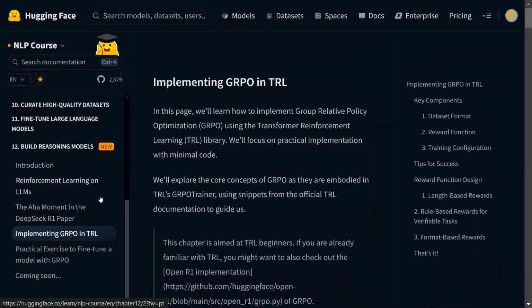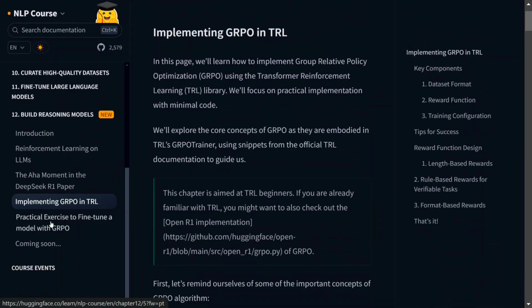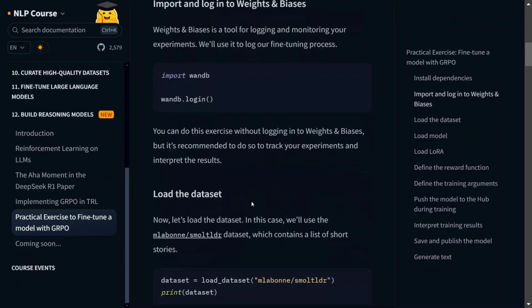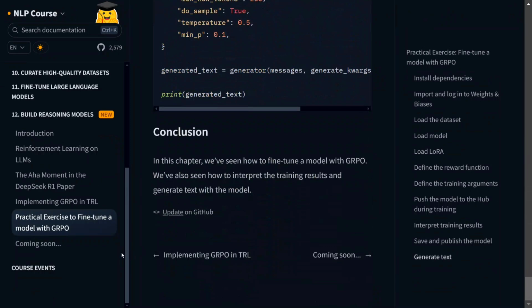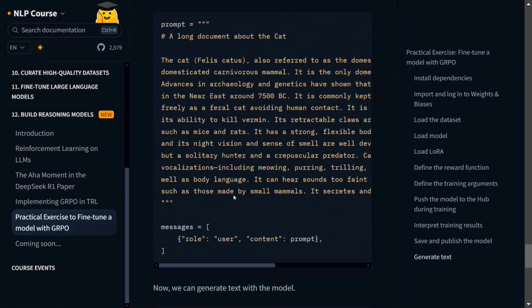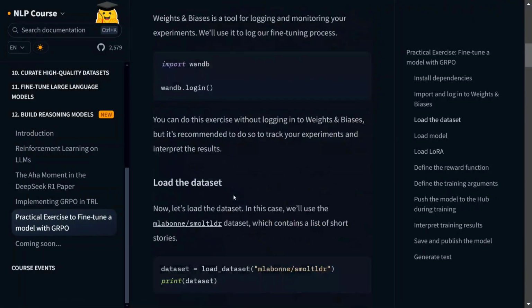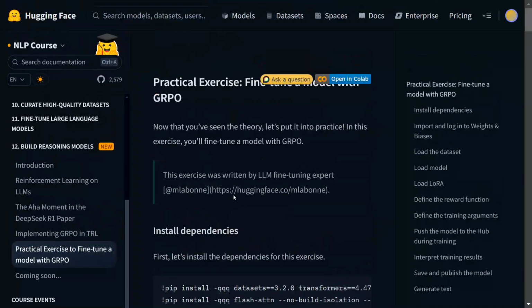Apart from that, the next section is implementing GRPO and TRL, a practical exercise for fine tuning. They've given the code also. Everything is there. As you can see here, other events are coming soon. So the first module is released and you will get a certificate also, as mentioned, that is for free. So don't miss this chance. You will be learning a lot about reasoning LLMs, and not just that, you get a certificate also in the state of the art generative AI domain.